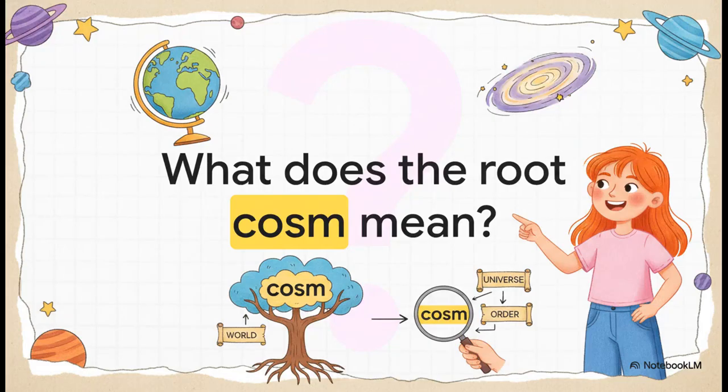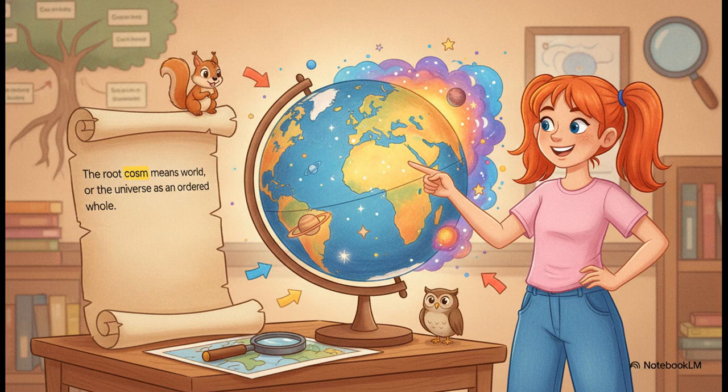All right, here is your very first question. What does the root cos actually mean? Is it A, sound, B, world, C, right, or D, water? Take a quick second, think about it, and lock in your guess. And the answer is B, world. Or, to be a little more specific, the universe as an ordered whole. If you chose B, amazing job. You literally just unlocked the foundation for everything space and world-related in the English language.